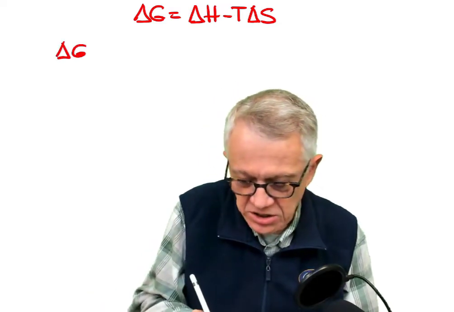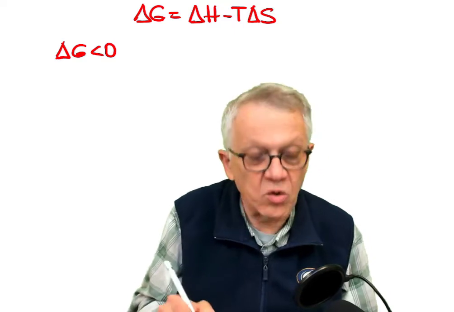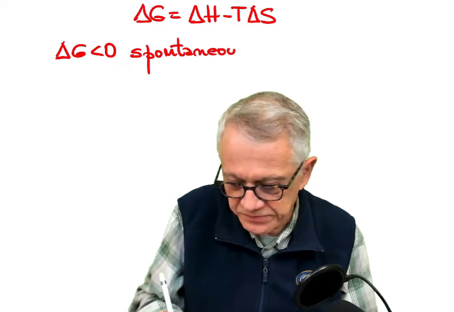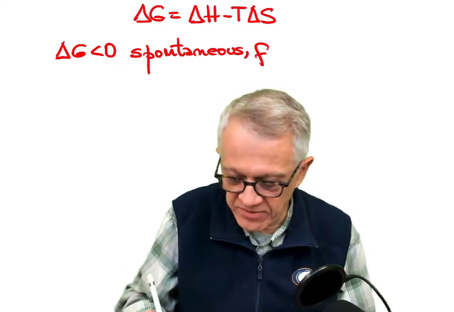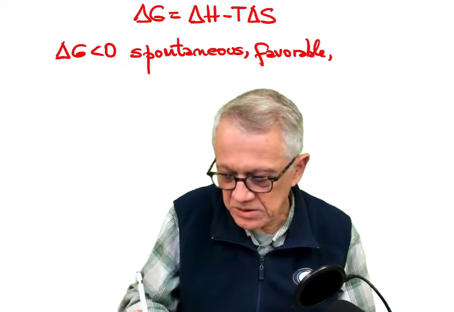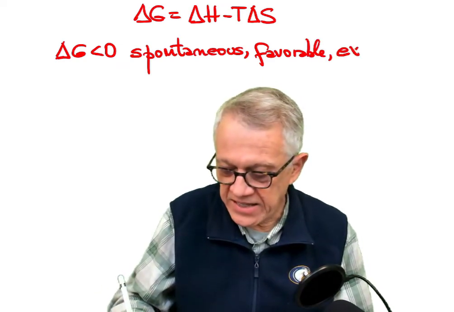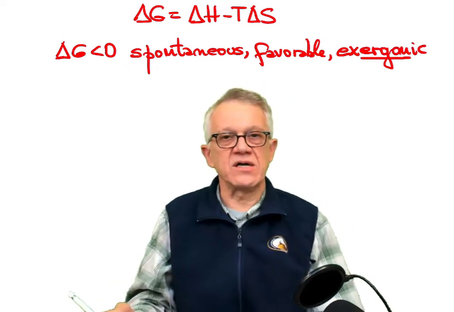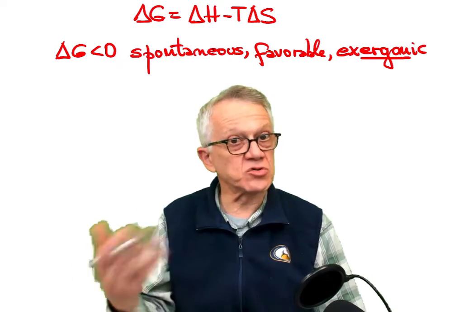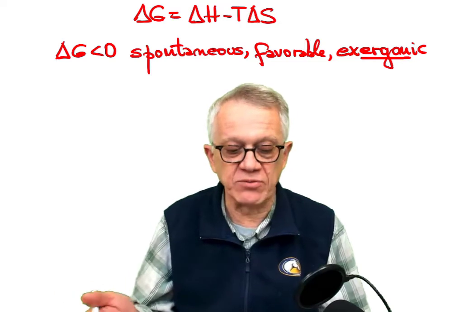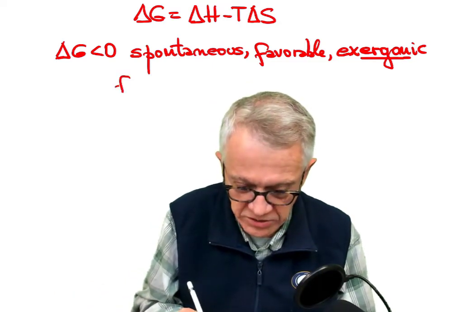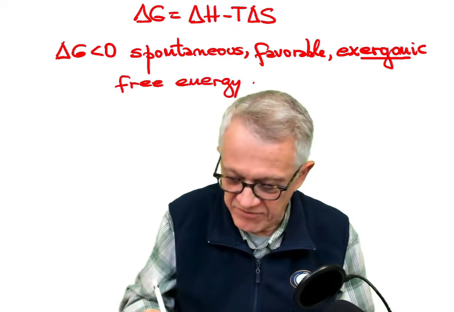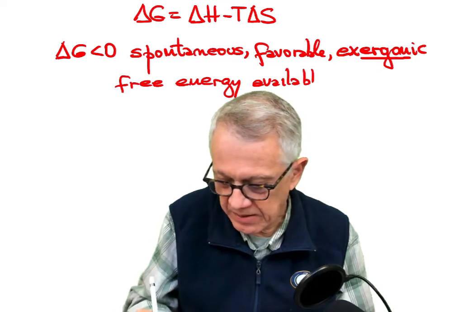When delta G is smaller than 0, the reaction or the process is called a spontaneous process. It's also called a favorable process, or also called an exergonic process. This comes from Greek. It means work, and it generates free energy that's going to be able to do work. So this process provides free energy available now to do work.